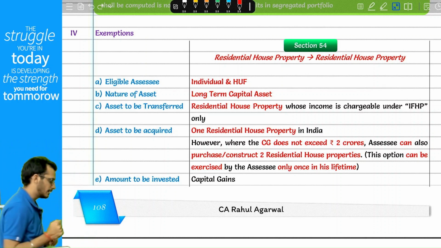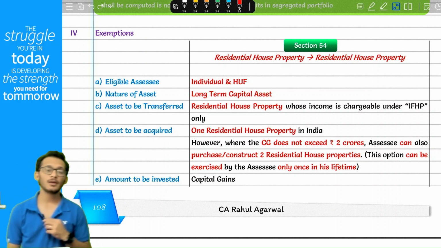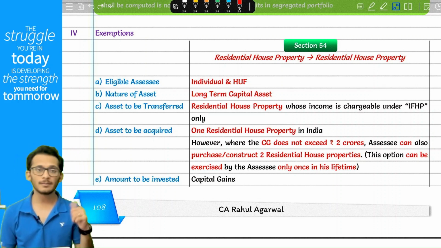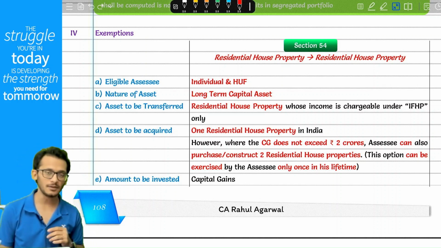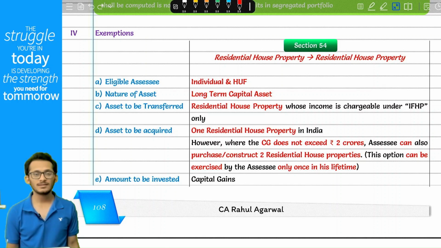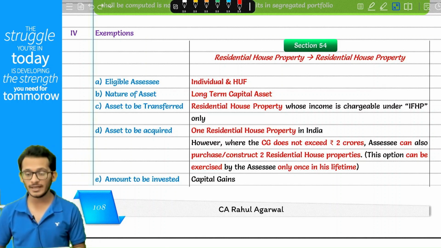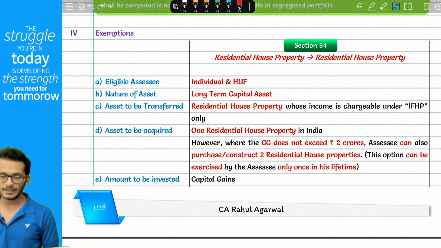Yes, Rahul, until what time can I buy this property? If you are going to buy the property, you can buy it 1 year before or 2 years after the date of transfer. But if you're planning to construct the property, you can start construction whenever you want, as long as you complete the construction within 3 years from the date of transfer.